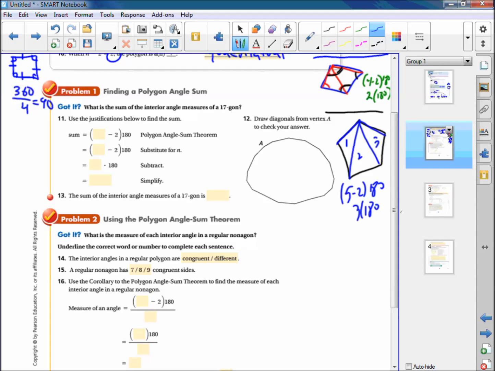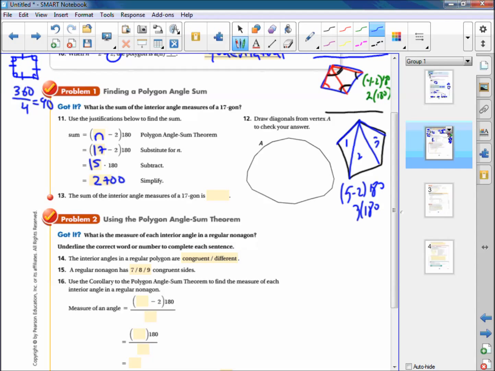Our formula for the sum of the angles inside any polygon is n minus 2 times 180. We have 17 sides in ours, so this is going to give us 15 times 180, and if you multiply that on your calculator, you'll get a total of 2,700 for the angles inside the polygon.